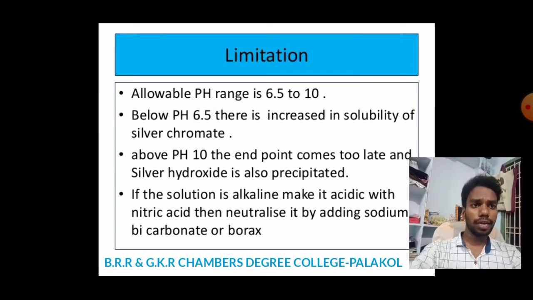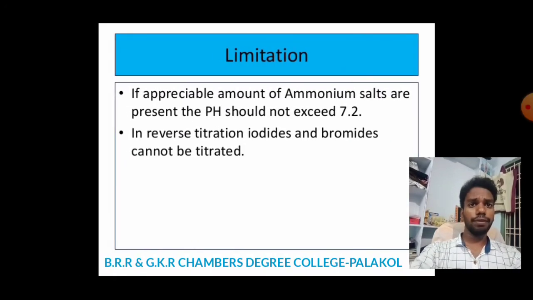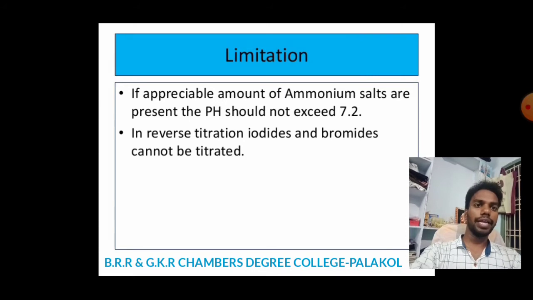If the solution is acidic with nitric acid, then neutralize it by adding sodium bicarbonate or borax. If an appreciable amount of ammonium salts is present, the pH should not exceed 7.2. In reverse titration, iodides and bromides cannot be titrated. So this is about the first method, that is the Mohr method.